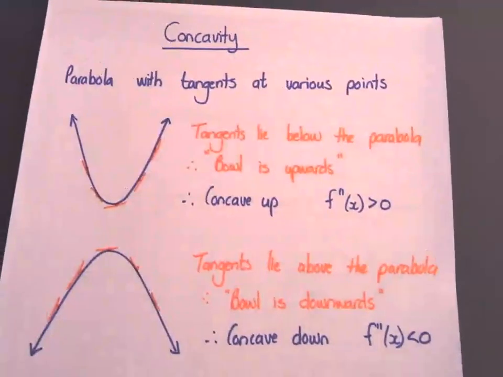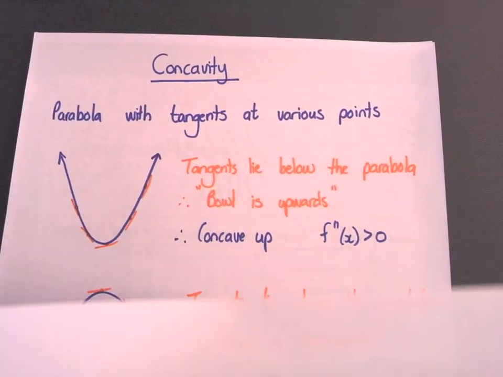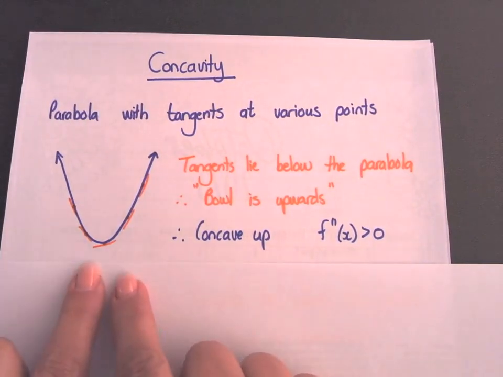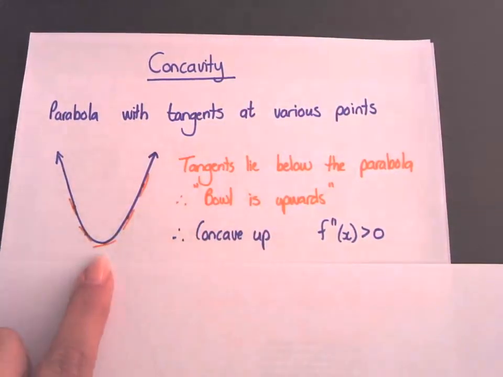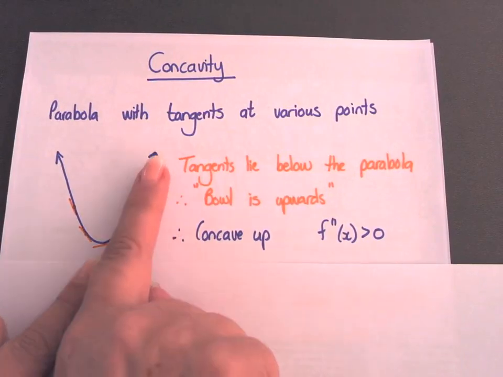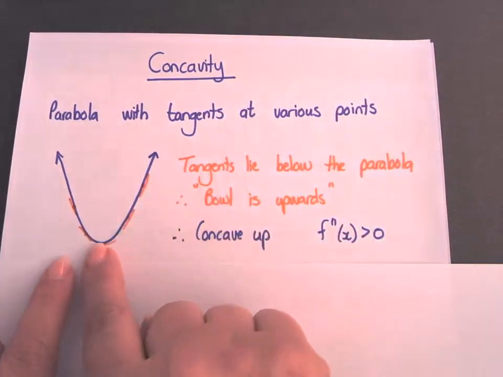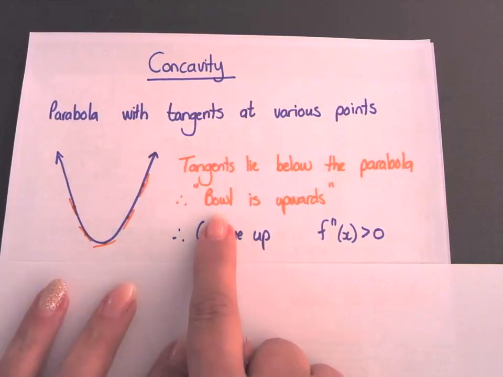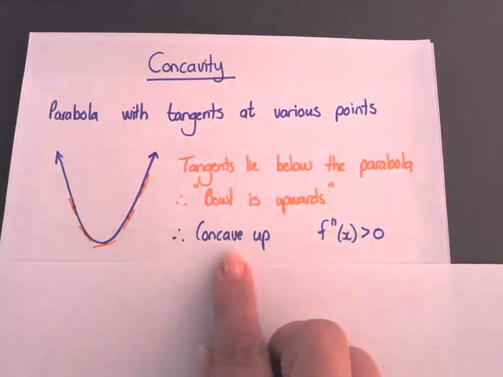Today's lesson is about concavity. Let's look at the parabola. If you have certain points on the edge of a parabola and we draw tangents on those points, you'll see that these tangents will form a little bowl. And if the bowl is facing upwards, it means that it's concave up.